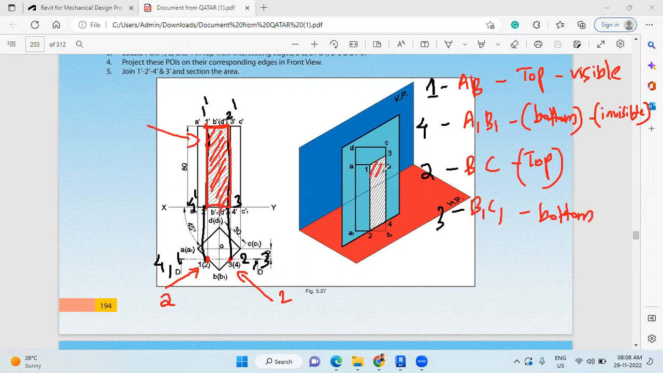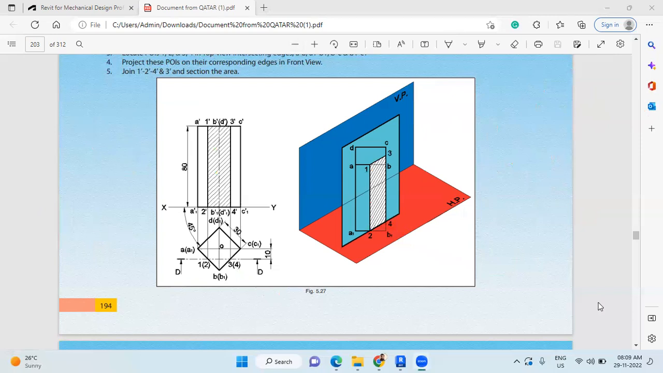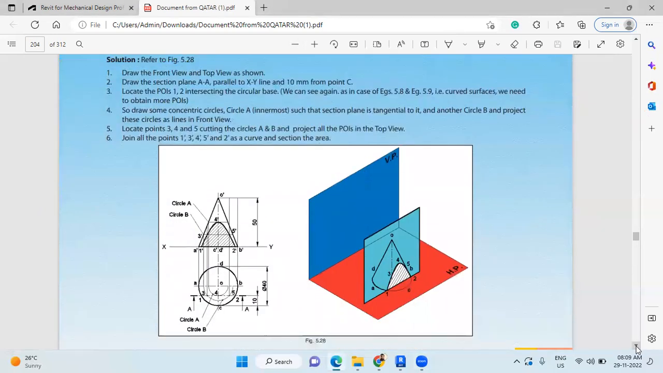So this is my section. This is called a sectional front view. Please write sectional front view. This is not simply front view, because in front view you can see a section. So this is sectional front view and this is plan, or top view. Finished? Yes, sir. So this is actually very simple, but at the same time, very difficult.